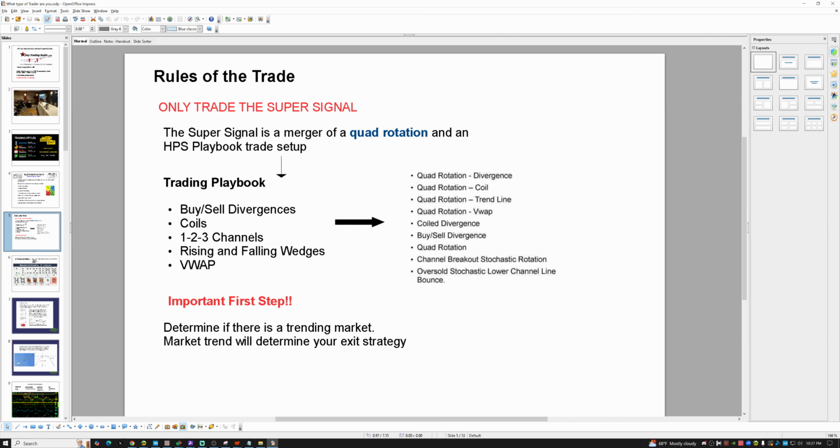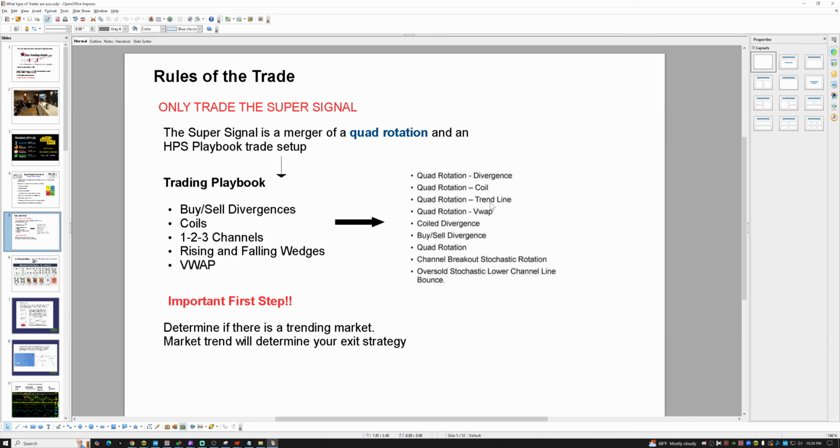So we get to see a very interesting pattern. You're going to see it in a second, but that's very important. That quad rotation is a big portion of my methodology. And then the playbook trades: a divergence, a coil, 1, 2, 3 channel, falling wedge patterns, or the VWAP. Any of these 5 right here that line up with a quad rotation is considered a super signal. We call it quad rotation divergence. That's a divergence. Quad rotation coil. That's a coiled stochastic with a quad that ends at the end.